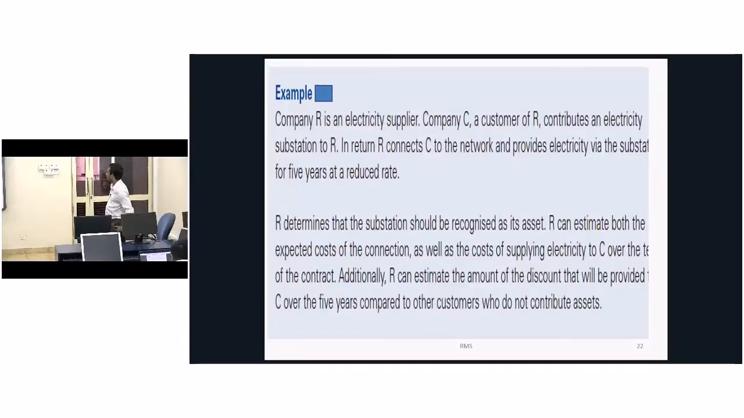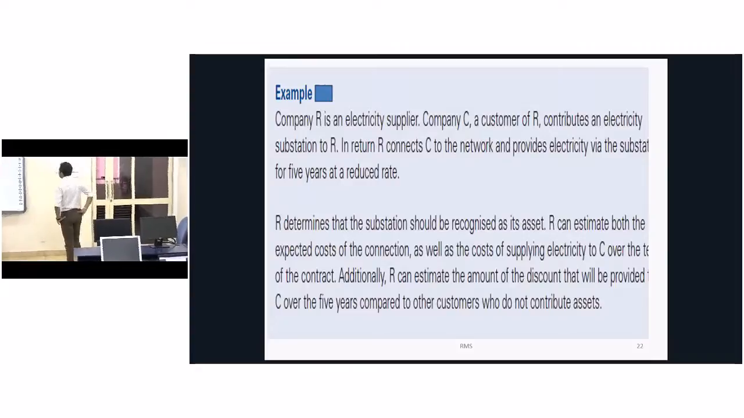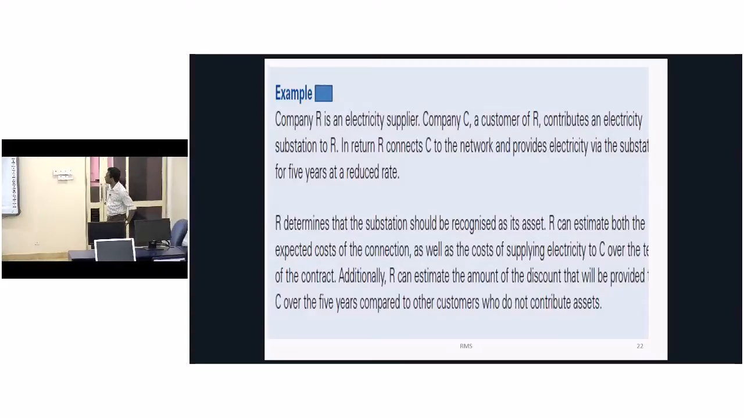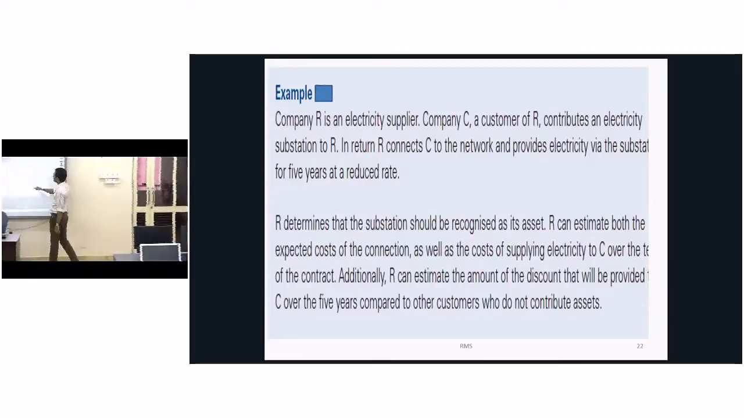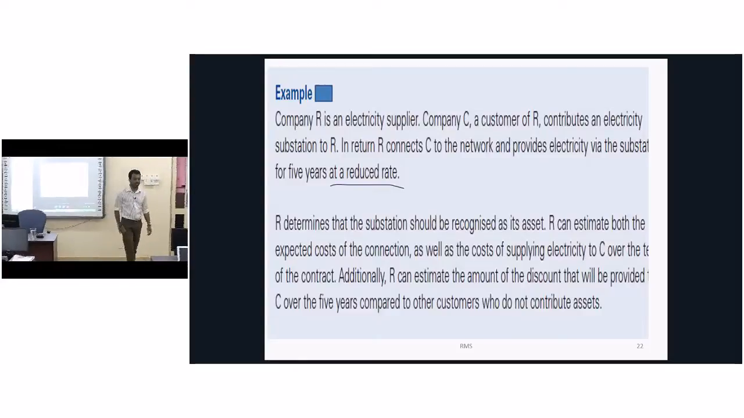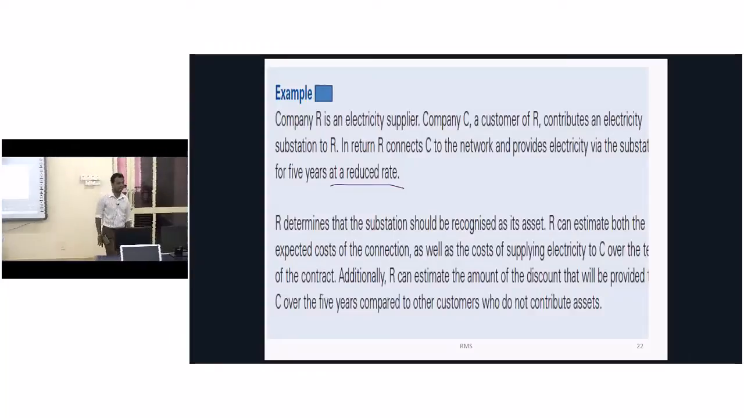Company R is an electricity supplier. Company C is a customer of R, and contributes an electricity substation to R. In return, R connects C to the network and provides electricity via the substation for 5 years. Look at the point there: at a reduced rate. At a reduced rate means discounted rate.